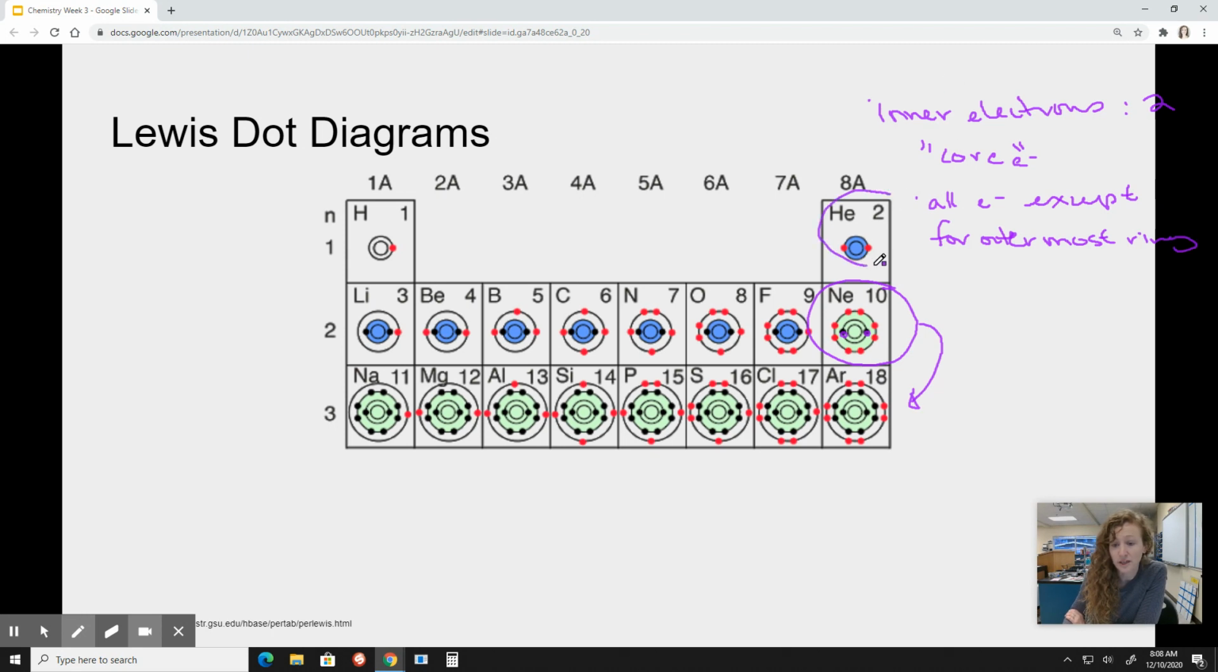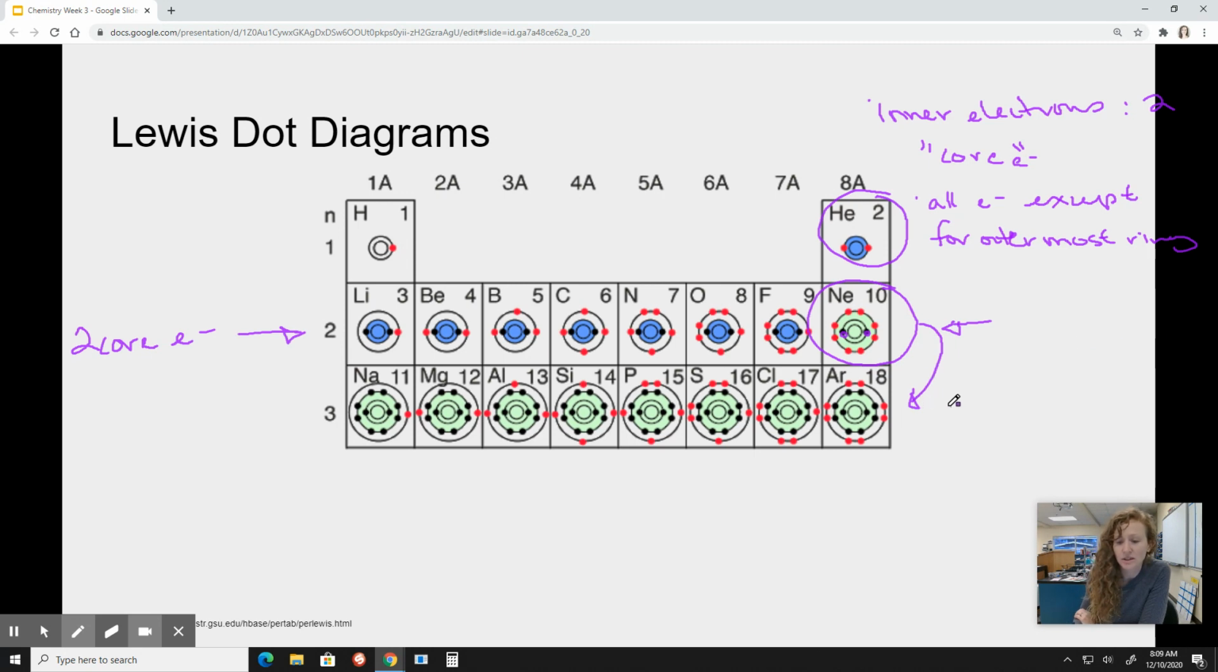These inner electrons are going to be all the electrons except for the outermost ring. Notice that helium has no core electrons, and neither does hydrogen. Neon has two core electrons. Look at the row that neon is in. What do you notice about all of the atoms inside that row? Right, they all have two core electrons. Every single one of those atoms has two core electrons.